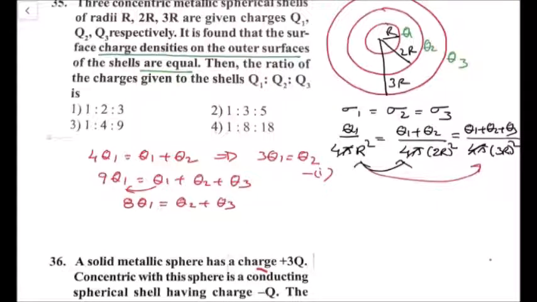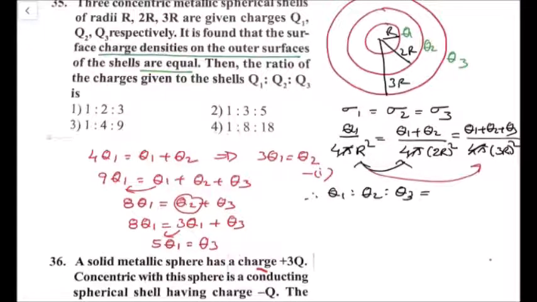Okay, so now I am going to substitute 3q1 in the place of q2. Then you will get 8q1 is equal to 3q1 plus q3. So that is 5q1 is equal to q3. Now our aim is to find out the ratio. So q1 is to q2 is to q3 is equal to q1, and q2 is nothing but 3q1, and q3 is nothing but 5q1. So the ratio is 1 is to 3 is to 5. So the second option is correct for question number 35.